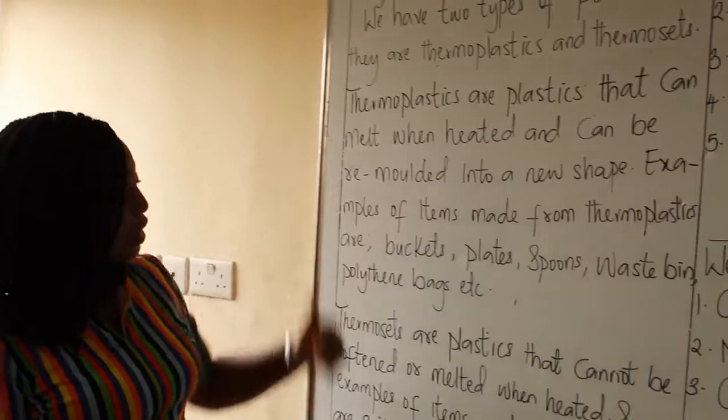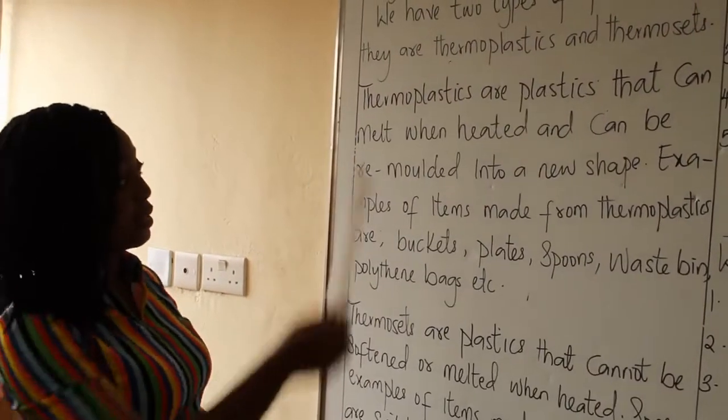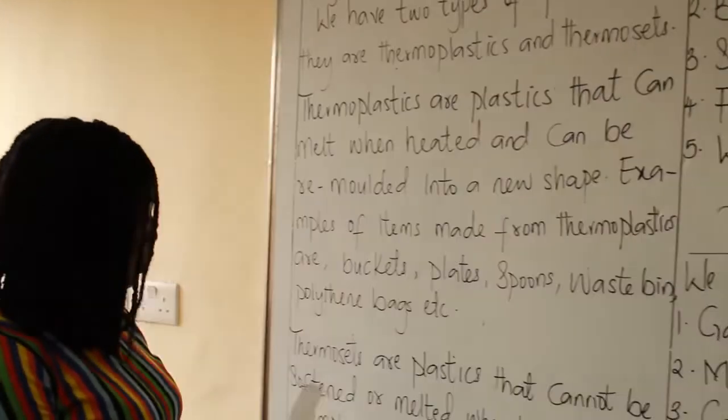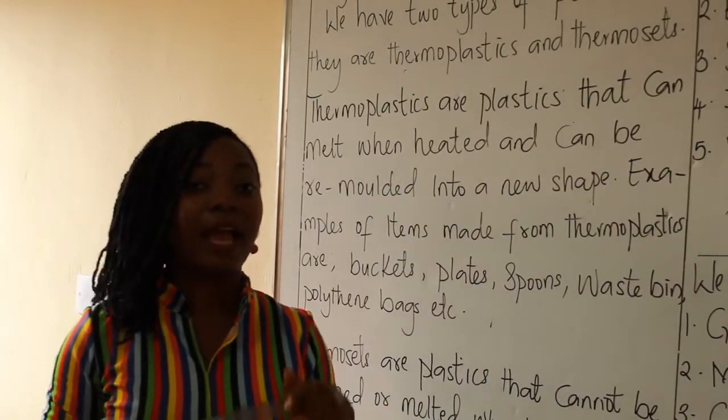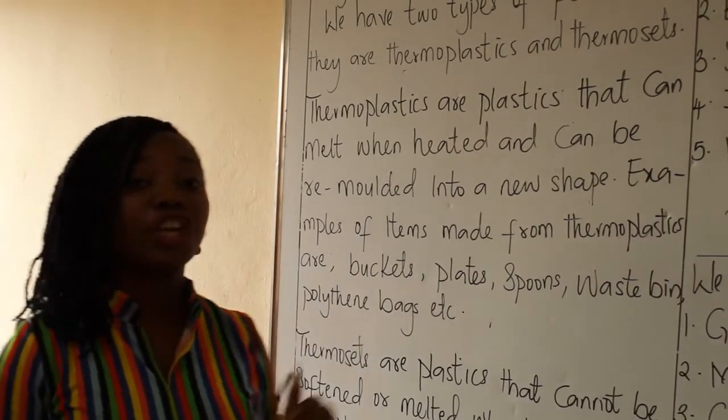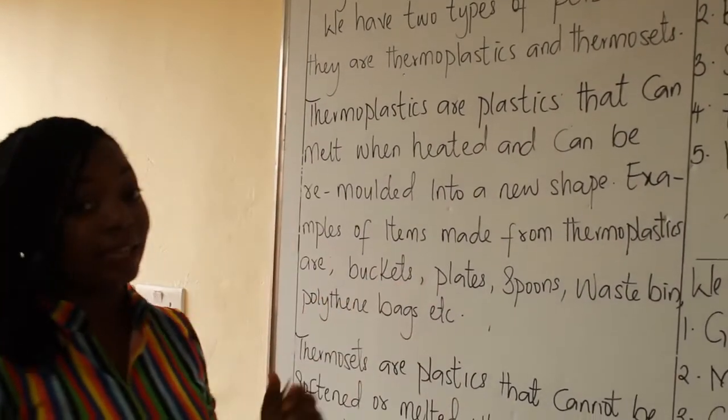So these are the two types of plastics. Thermoplastics can be heated and remolded. Thermosets cannot be heated and remolded. Let's now move to the uses of these items.